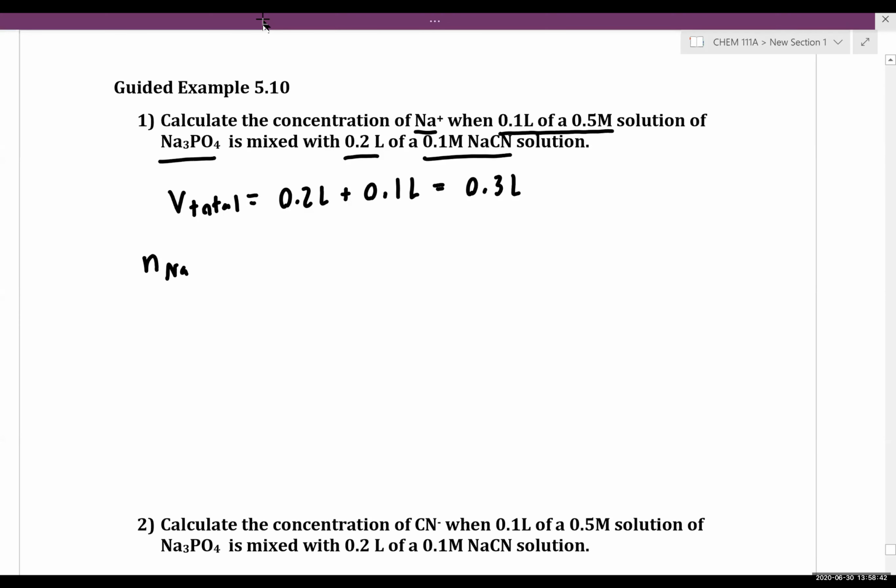The moles of sodium plus this time. So we're calculating the moles of sodium plus from sodium phosphate.